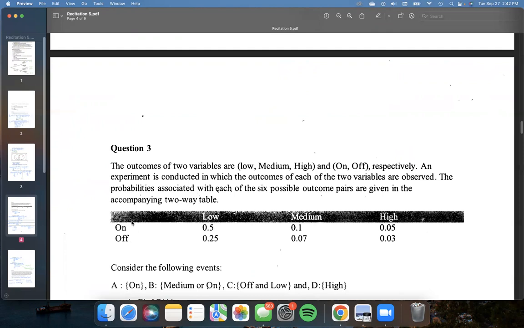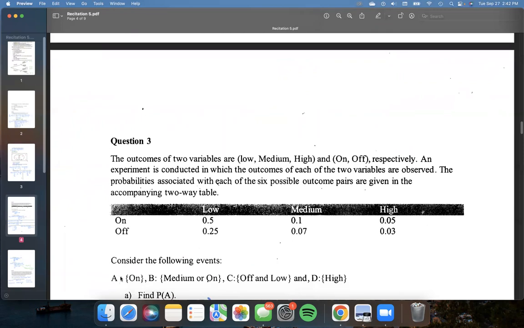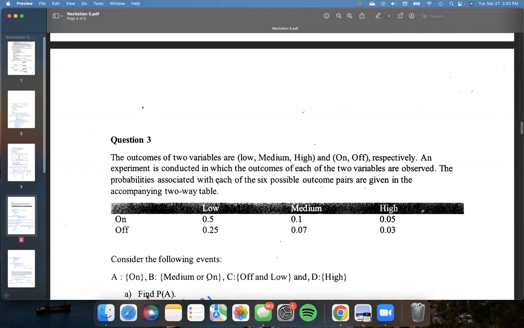So here we have each column here is low, medium, or high, and the first row is on, the second row is off. So here we have our different events defined. Event A would be on, event B would be medium or on, event C is off and low, and event D is high. So now we want to find the probability of event A.